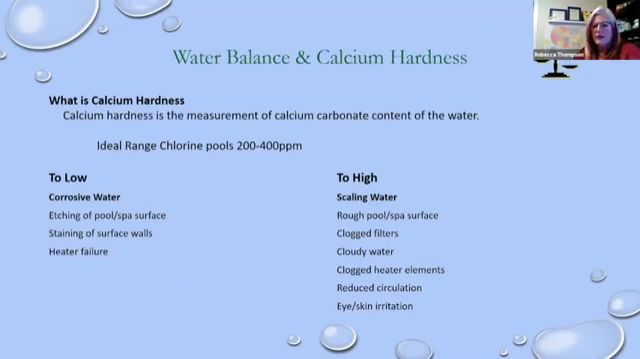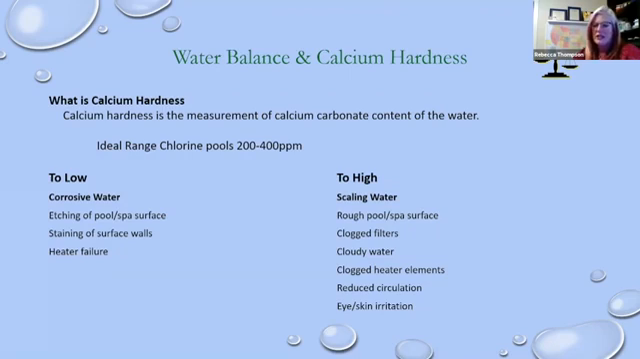Water balance and calcium hardness. One of the issues we have with calcium hardness is that sometimes somebody wants their calcium hardness to be between 200 and 400, which is the ideal range, but what does it come out of the tap at? So if your calcium hardness comes out of the tap at 400 or above, you don't want to do anything that's going to add calcium to that pool.